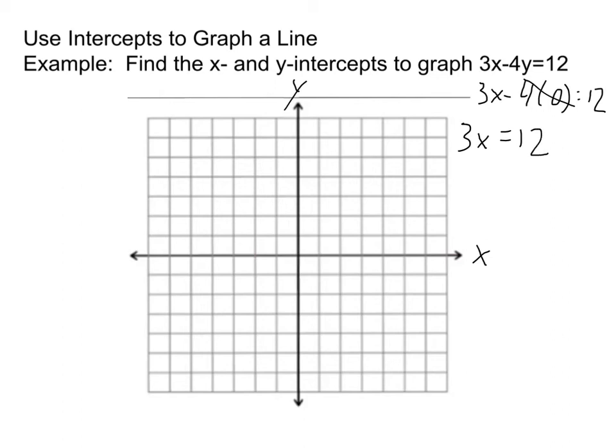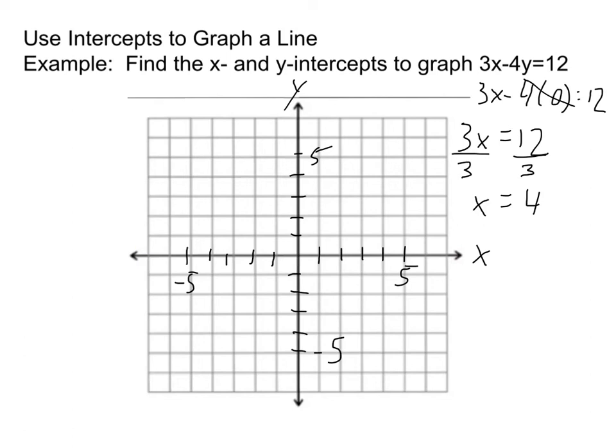The 3 is multiplying, so to get rid of multiplication, we divide. x equals 4. So I go along here, 1, 2, 3, 4. I'm going to keep going up to 5 just to label it. 1, 2, 3, oops, I missed. That's right, 4, 5. You catch what I'm trying to get at here. Then negative 1, 2, 3, 4, 5, negative 5 there.